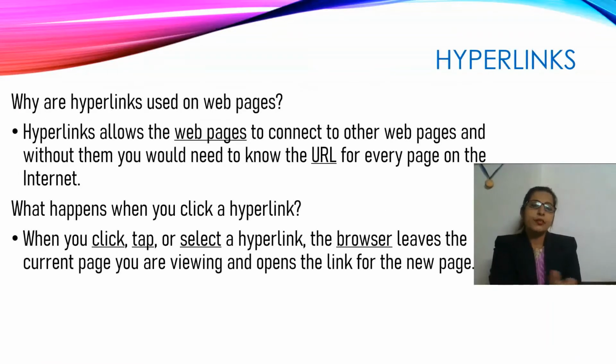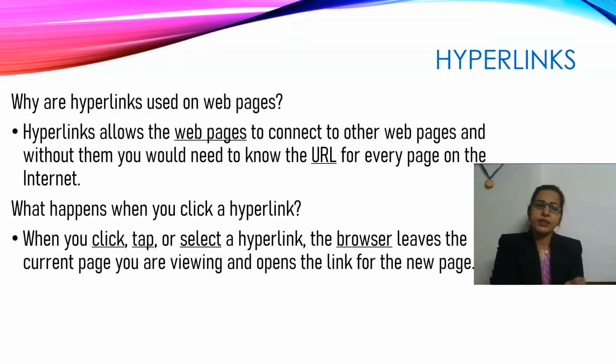Okay. Next is, what is a hyperlink? Why are hyperlinks used on web pages? You can see those blue words in a document whenever we have visited any page on the internet. You can see that blue words or text or some images can also be a hyperlink. See, hyperlinks allow web pages to connect to other web pages. Okay, a web page is connected with another web page, which is facilitated by the hyperlink, and without them you would need to know the URL for every page on the internet.